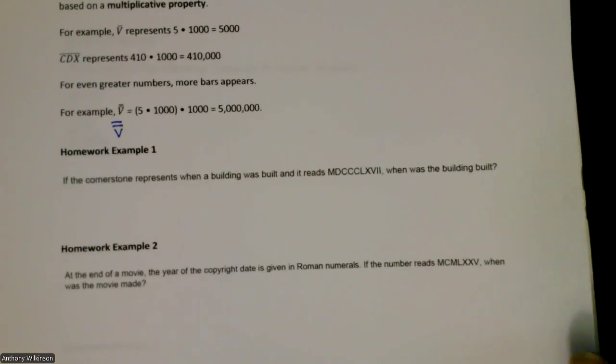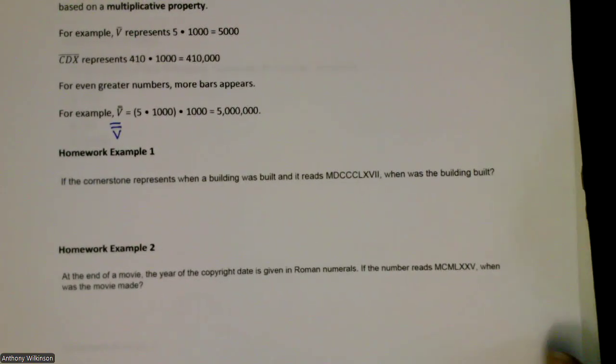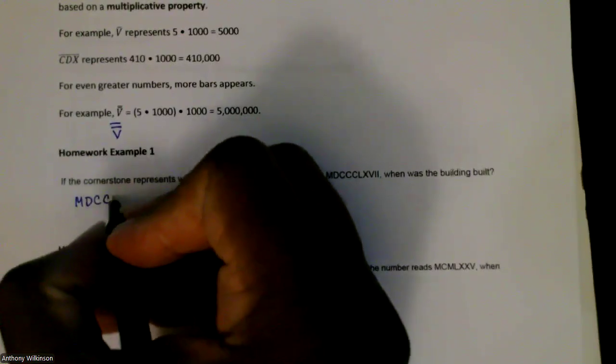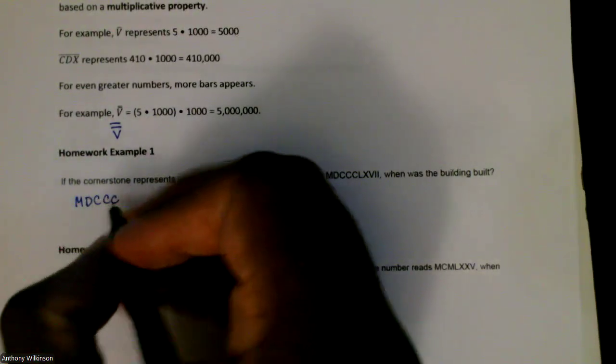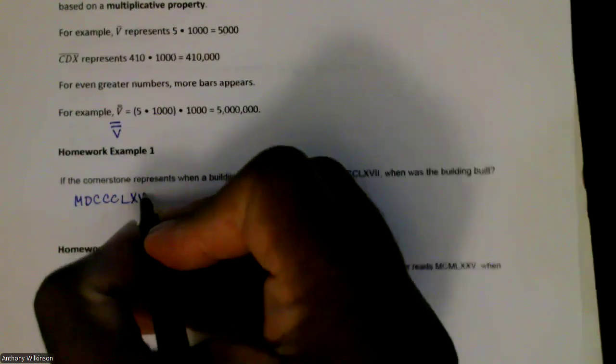Okay. Now let's look at some examples that deal with Roman numerals. If the cornerstone represents when a building was built and it reads MD, CCC, LXV, II, when was the building built? Okay. So here we got MD, and then CCC, LXV, II.